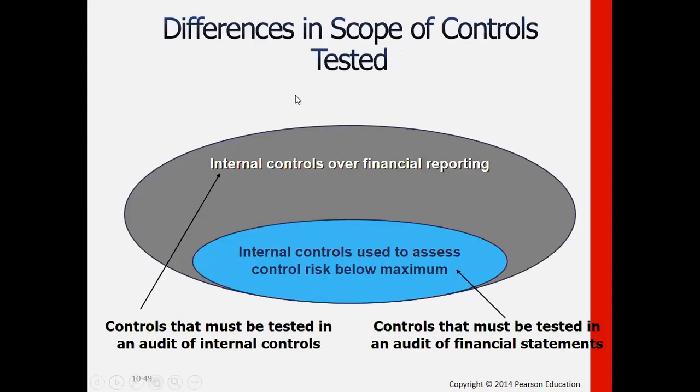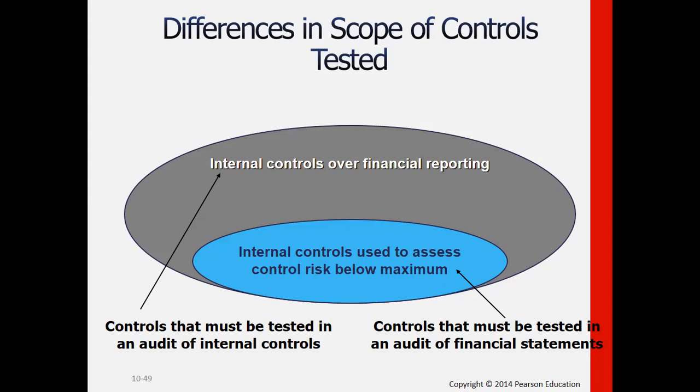Then these are the differences in scopes of controls tested. In internal controls over financial reporting, an audit is very important, especially for accelerated filers, big or large entities which are required to have this report to ensure that internal controls are effective and efficient because they will help in making sure or ensuring that the financial statements are fairly stated, although that is an assumption. Controls that must be tested in an audit of internal controls.